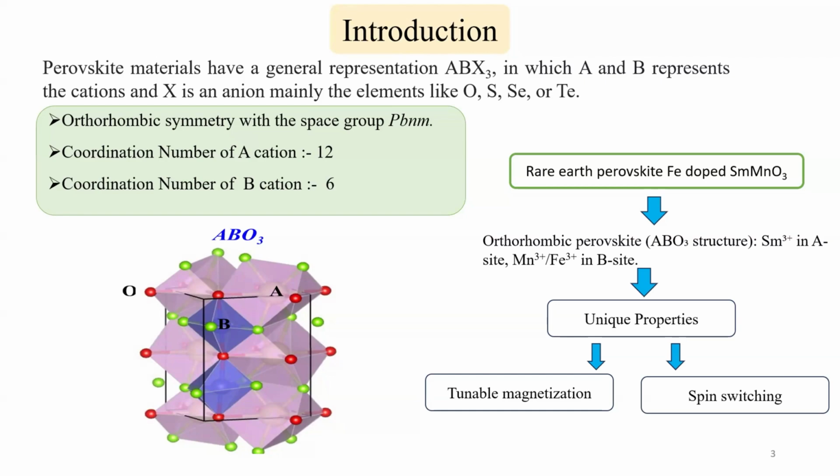We are talking about SmMnO3, a rare earth perovskite, which is doped with Fe. Here A has Sm3+ cations, and B has Mn3+ as well as Fe3+ cations, which possess certain unique properties like tunable magnetization and spin switching.